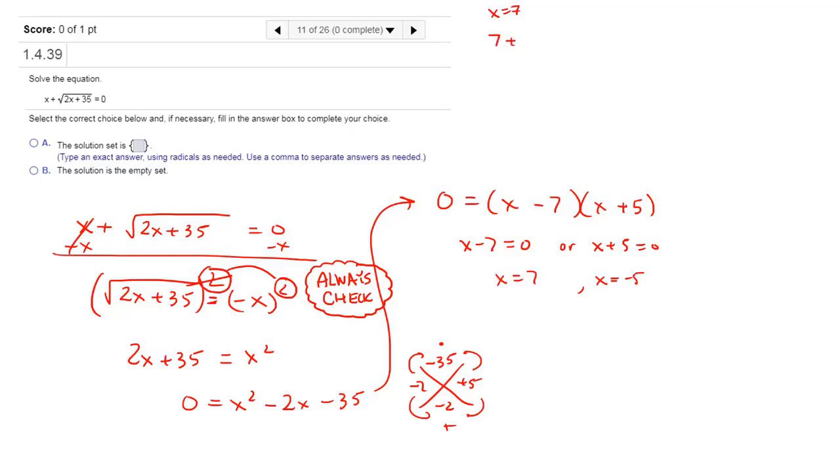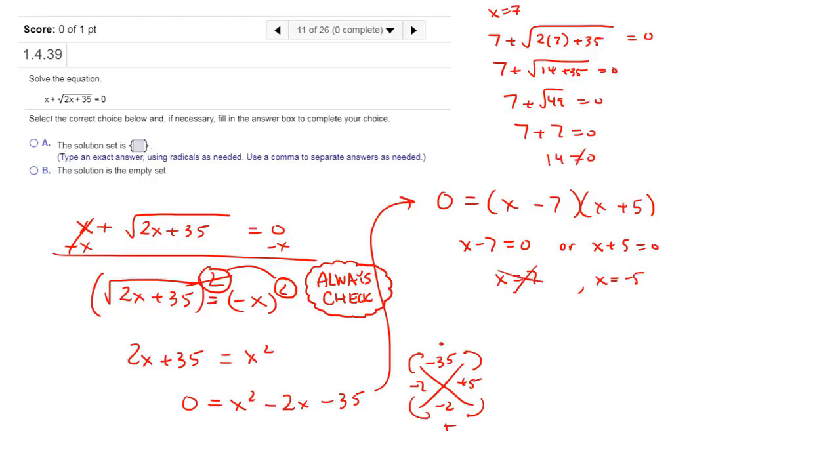So we say 7 plus the square root of 2 times 7 plus 35. Will that give me a 0? Now that's going to be 14. 14 plus 35 gets me a 49. And that gets me a 7 plus 7. That's great, but it's not what I want. So 7 does not work.